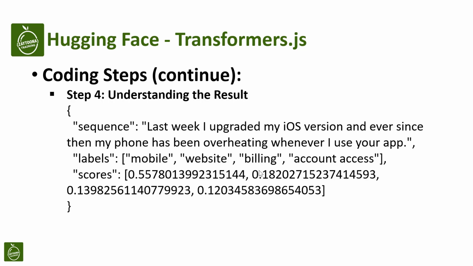Examining the user feedback about an overheating phone after an iOS upgrade, our classifier's insights are clear. It sees the issue as most related to mobile with a score of 0.558. Website is less related at 0.182, and billing and account access have even lower relevance at 0.14 and 0.12 respectively. The classifier correctly pinpoints mobile as the central concern, allowing businesses to quickly channel feedback to the right team.